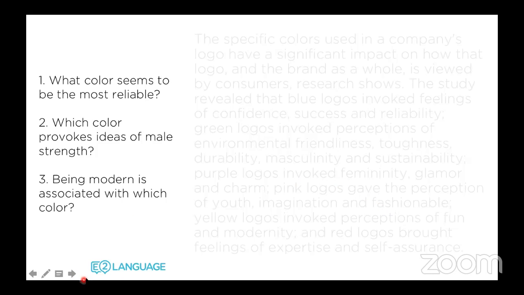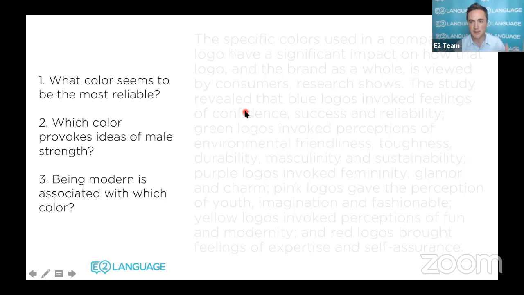Good. Okay, it shouldn't take you too long. You should be able to look at this question 1, for example, and read it. What color seems to be the most reliable? So for me, color is key and reliable, the adjective, is key. Which color provokes ideas of male strength? So color, again, is key, and maybe male strength. Sorry, I said 2 words, but this one requires 3 keywords.